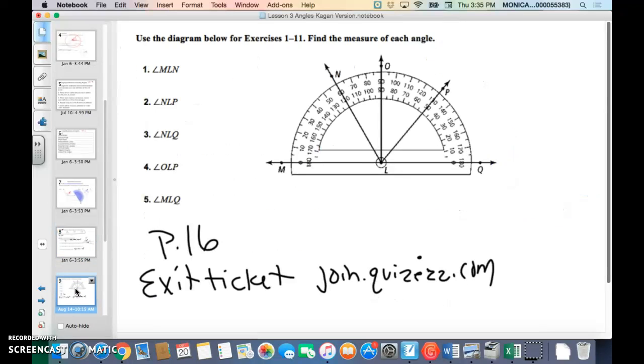For your practice problems, you can just look directly on here. So if it says MLN, you're going to start at M. Remember, this is your vertex. So you're going to go from M to L, trace up to N. And you can see, again, we're going to look at this side, because we have to start from 0. So it's exactly 60 degrees.